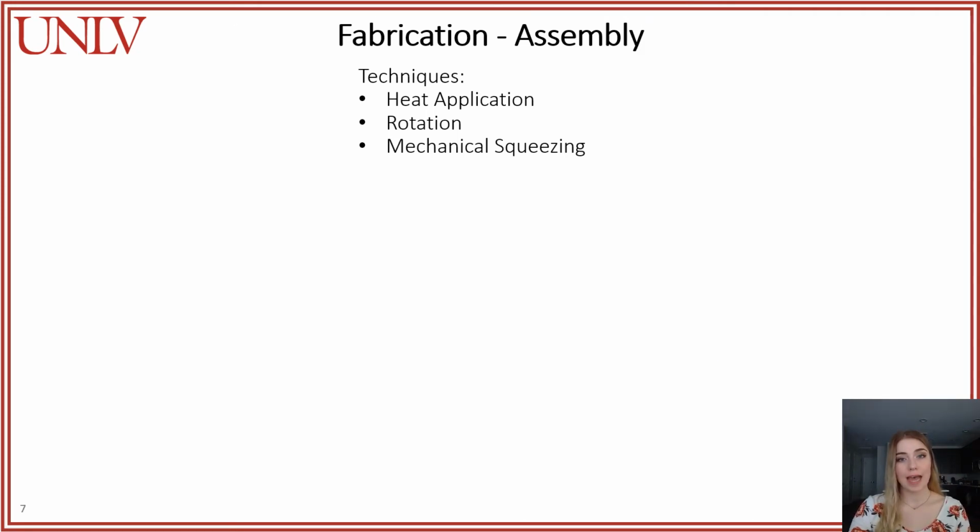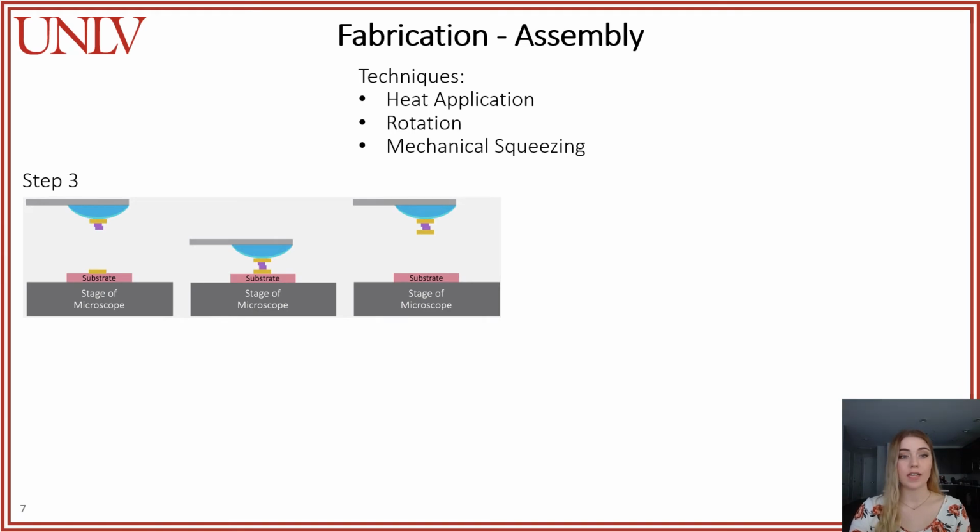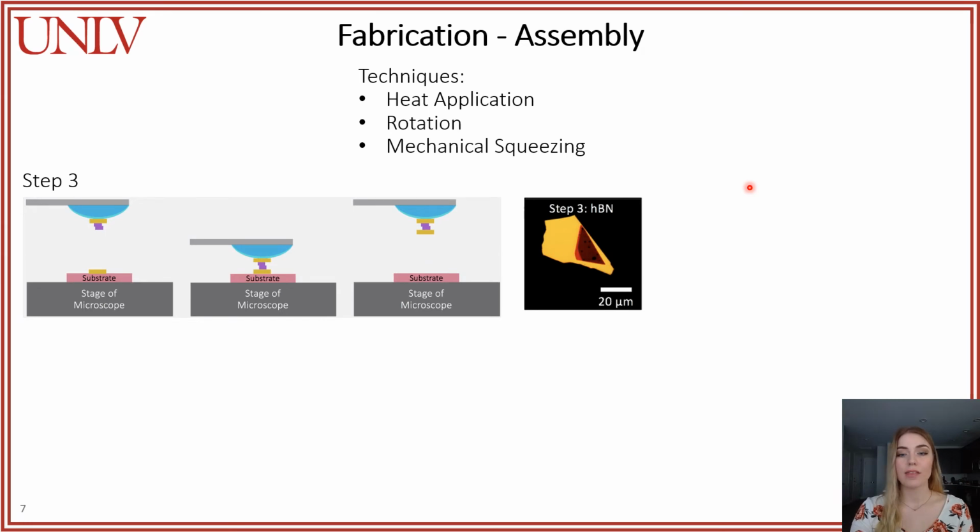Next, we need to encapsulate the graphene with another boron nitride. So this is basically the same step as step 1. We just go down, pick up the boron nitride, and come back up. And here is the optical image of what that looks like. So the bright yellow was step 1. And then step 3 is this little triangular boron nitride that we placed on top.